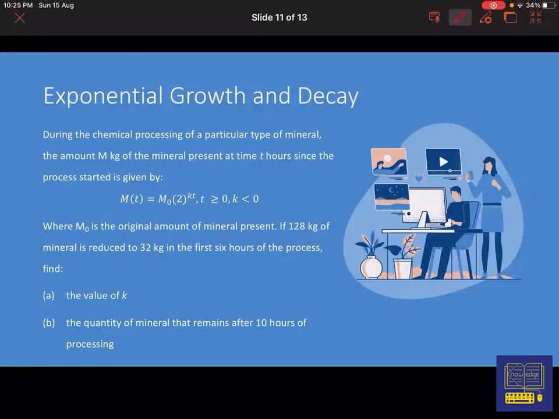Now, let's look at this problem to understand better how some of these questions would be. During the chemical processing of a particular type of mineral, the amount m kg of the mineral present at time t hours since the process started is given by this equation, where m0 is the original amount of mineral present. If 128 kg of mineral is reduced to 32 kg in the first 6 hours of the process, find the value of k and the quantity of mineral present after 10 hours of processing.